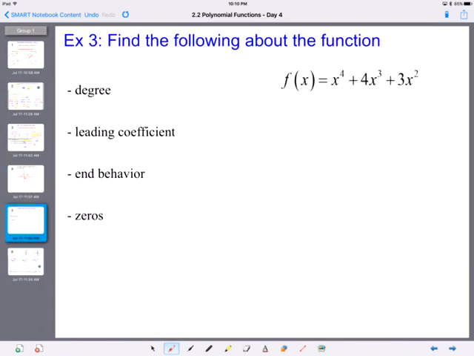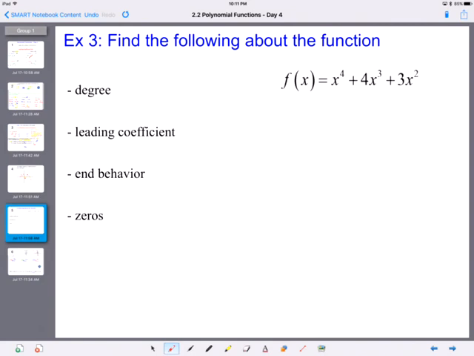So what I'm going to have you do on this last one, and once again, you can pause me and go ahead and try it yourself and then check to see if you did it correctly. We're going to find all the following about the function. We want to find the degree, the leading coefficient, the end behavior, and then the zeros of the graph. Remember, the zeros are the x-intercepts or the roots. So here we go.